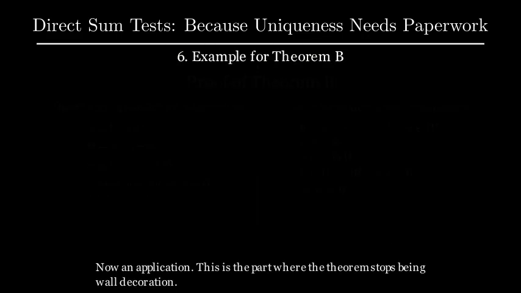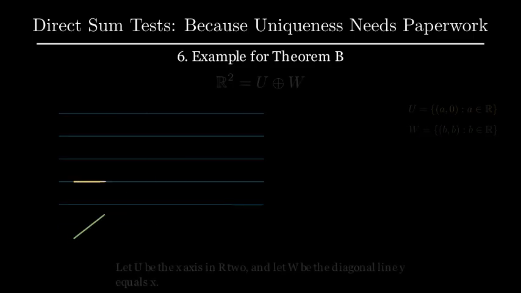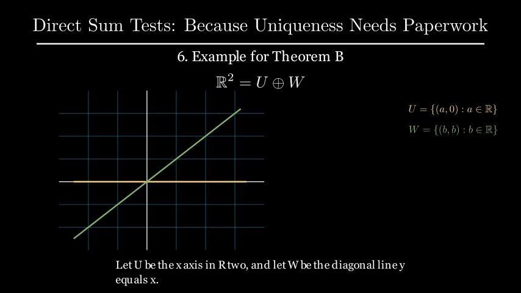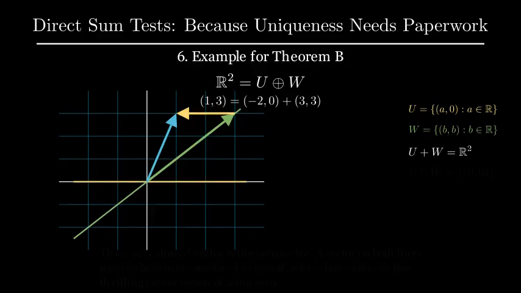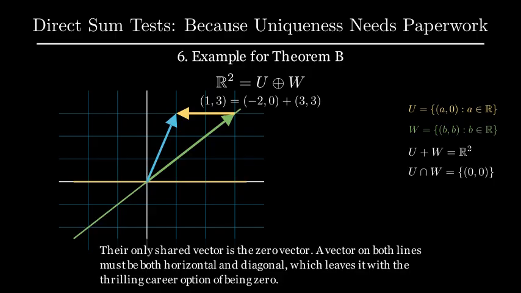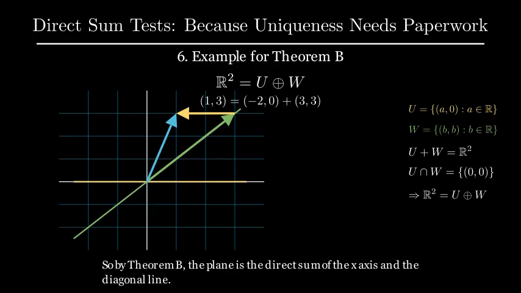Now an application. This is the part where the theorem stops being wall decoration. Let U be the x-axis in R2, and let W be the diagonal line y equals x. Together they span the whole plane. For instance, (1, 3) equals (negative 2, 0) plus (3, 3). Their only shared vector is the zero vector. A vector on both lines must be both horizontal and diagonal, which leaves it with the thrilling career option of being zero. So by Theorem B, the plane is the direct sum of the x-axis and the diagonal line.